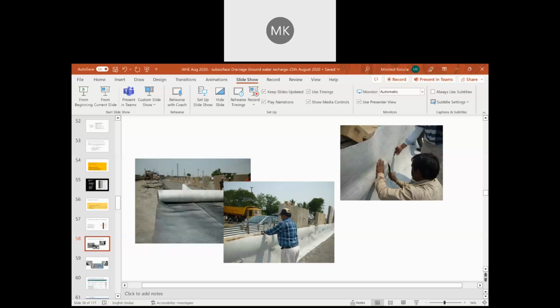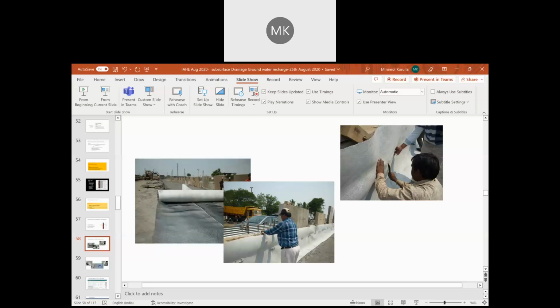A French drain or weeping tile is a trench filled with gravel or rock, or containing a perforated pipe, that redirects surface water and groundwater away from an area. So it is just a combination of a geotextile and the gravel or aggregate drain.